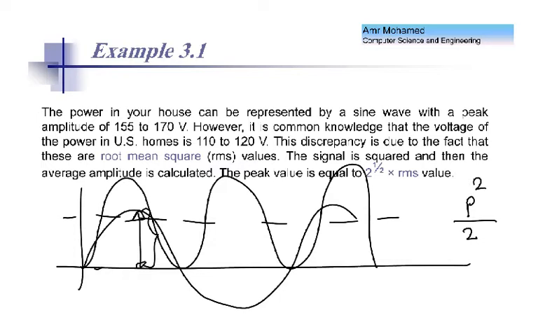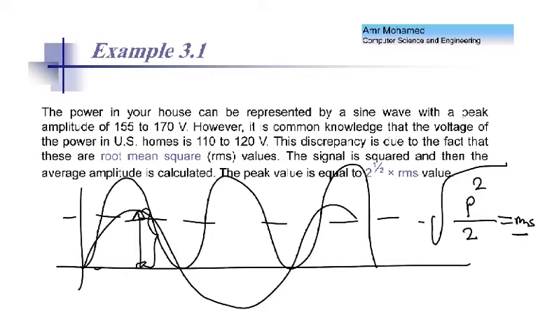And what that means is that we first square the signal, we take the average, and it turns out for the sine wave, the average of the squared signal is the peak value over 2. And then we take the square root. So this is called the RMS.